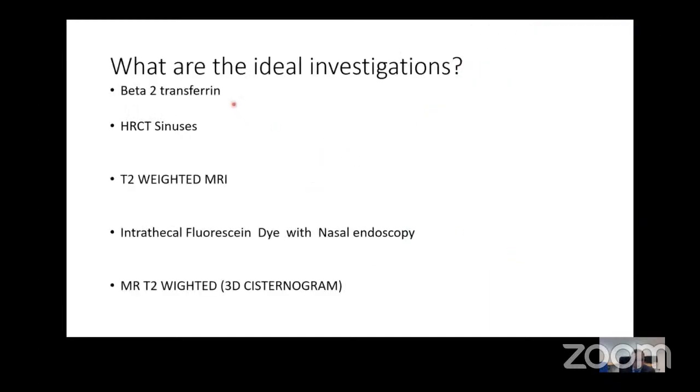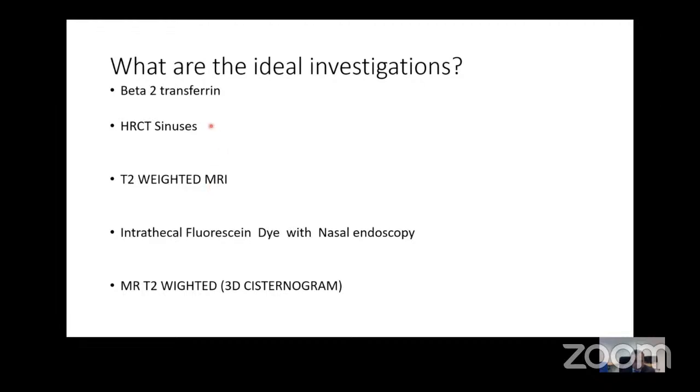To confirm our diagnosis, we would all do a beta-2 transferrin test, and we would recommend the high-resolution CT scan of the paranasal sinuses to look for any defects, skull-base defects. Then if we find any soft tissue through the defect, we will certainly get a T2-weighted MRI to look for any herniation, such as a meningocele or a meningoencephalocele.